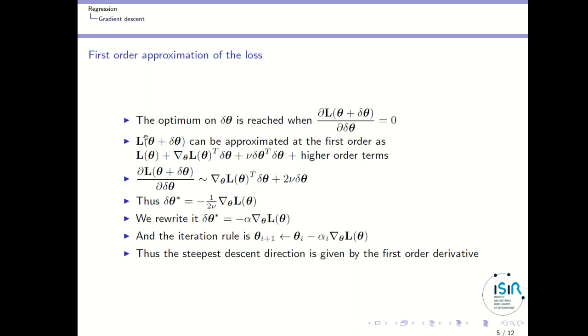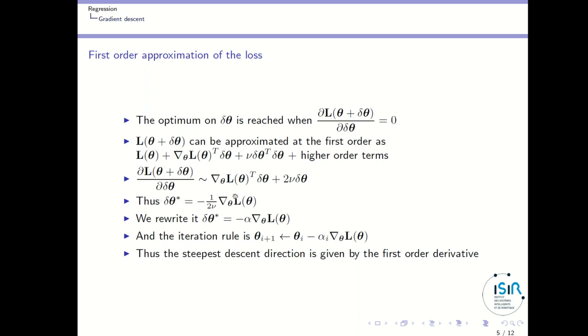Actually, the loss of theta plus delta theta can be approximated at the first order as this particular expression, where here the gradient is the gradient of the loss over theta. So if you want this to be null, this means that the derivative of this with respect to delta theta is null, which gives, that's the derivative. So if you want this expression to be null, you finally end up with the optimum delta theta, which is reached when it is equal to that particular expression.